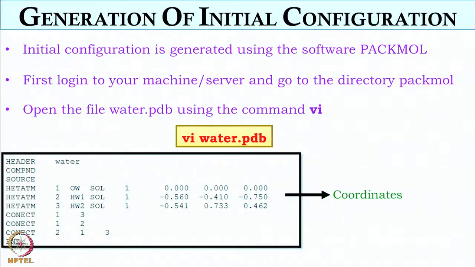I would like to comment on those XYZ coordinates. But before that, what are the 1, 2, 3 on the left? 1, 2, 3 is the atom number. There are 3 atoms in water, so it's 1, 2, 3. And SOL is the residue name for water.